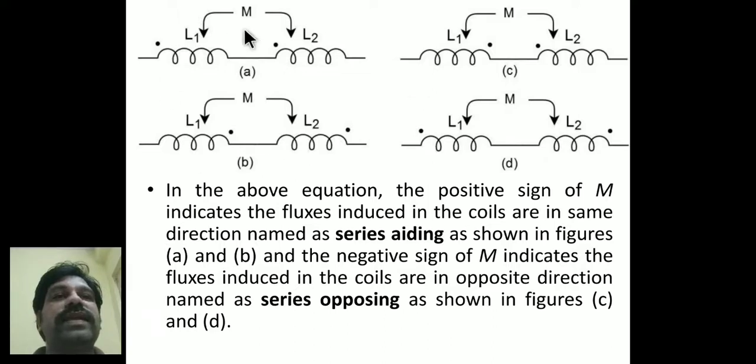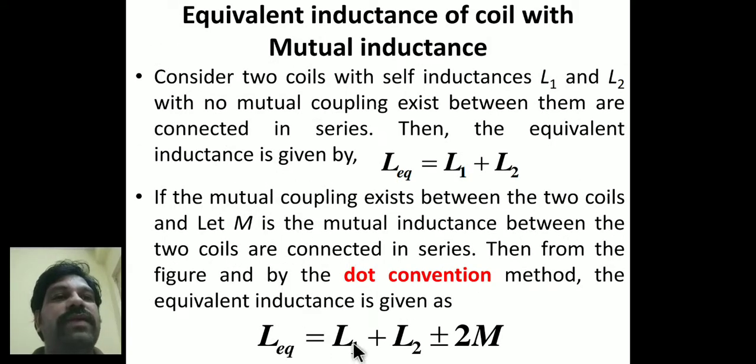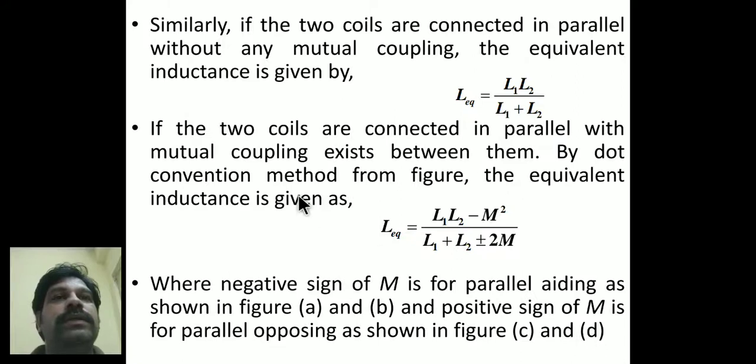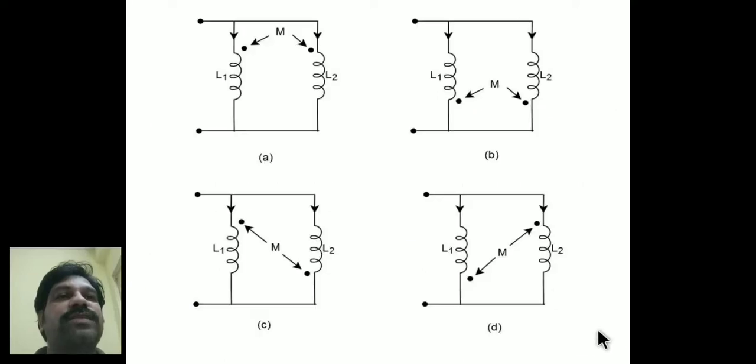For the series aiding case, the formula is L1 plus L2 plus 2M. For the series opposing case, the formula is L1 plus L2 minus 2M. Similarly, if two coils are connected in parallel without any mutual coupling, then the equivalent inductance is given as L equivalent is equal to L1 L2 by L1 plus L2. If mutual inductance is there, then L equivalent is equal to (L1 L2 minus M squared) by (L1 plus L2 plus 2M), where plus is for parallel opposing and minus is for parallel aiding, and the corresponding figures are shown here.